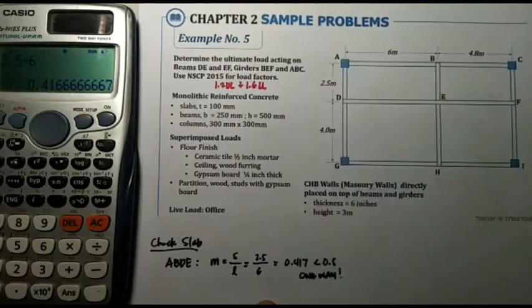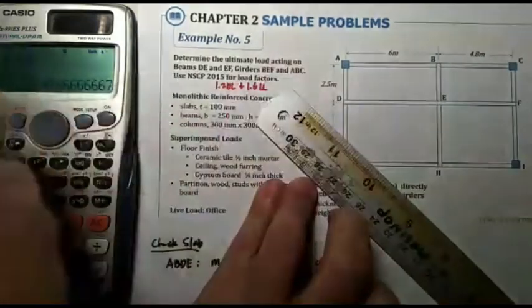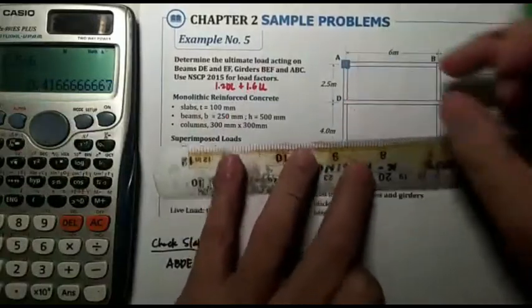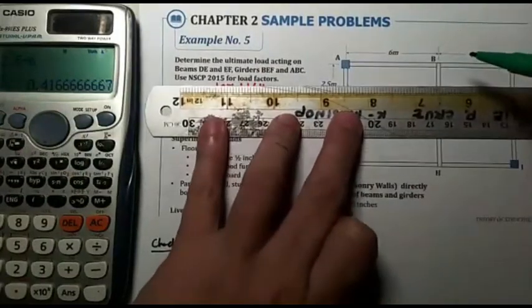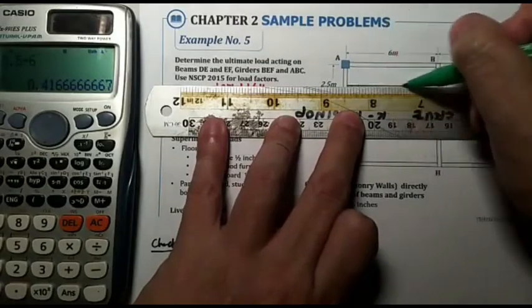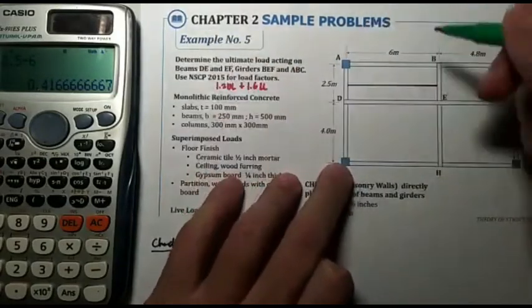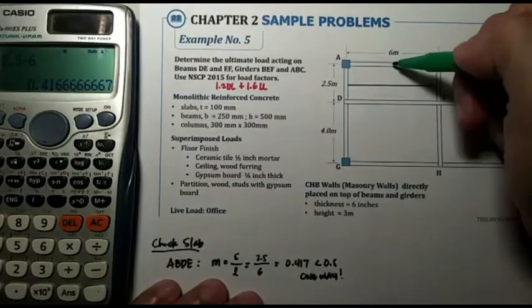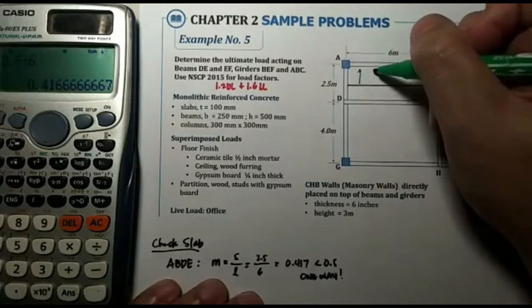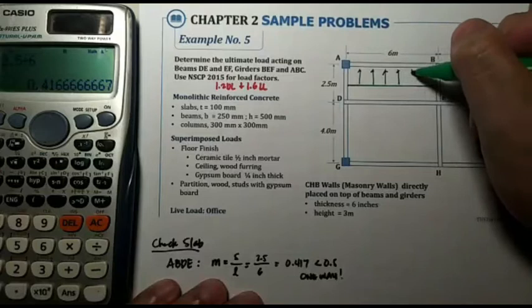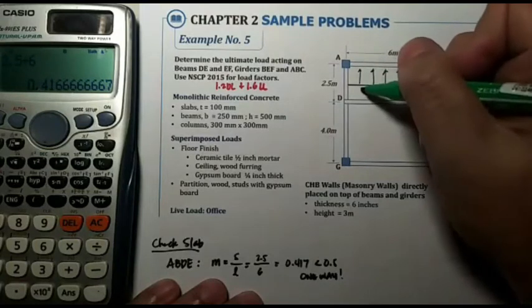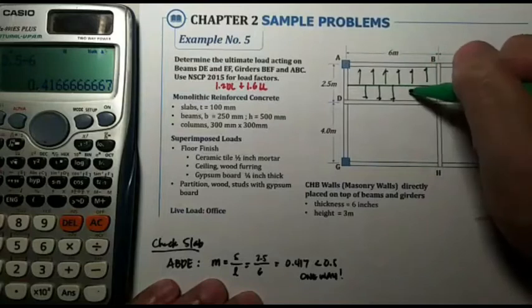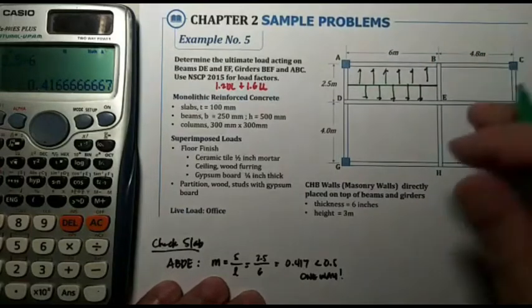So kung one-way slab yan, paano yung distribution ng load natin dyan? So it would be something like this. So hatiin lang natin sa gitna. Kung 2.5 yan, hatiin natin sa gitna, kasi one-way distribution lang. Ayan. So di bali, yung kalahati ng rectangle, yung 1.25 by 6, mapupunta sa beam na to. So yung area na to would be transferred doon. Tapos yung another half naman would be transferred sunod sa beam DE. Okay, so that's one-way slab.